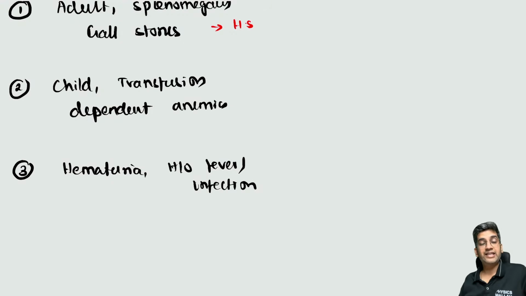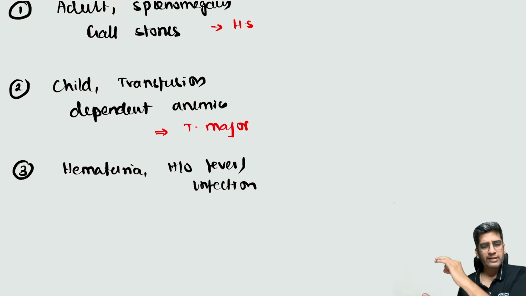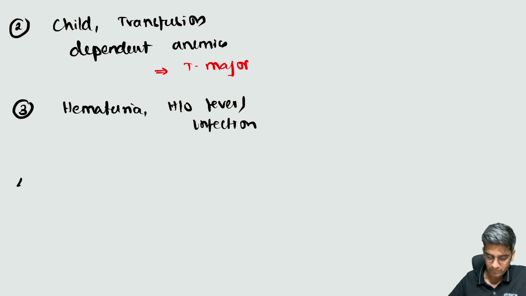Great, Arya. It's thalassemia major for the second one, right? A child with transfusion dependent anemia. There is no other anemia which is transfusion dependent apart from thalassemia major. It's not even thalassemia minor. It has to be thalassemia major only. Transfusion dependence means the kid cannot survive if the kid is not getting a transfusion, right? That's what transfusion dependent anemia means. Tell me what's the diagnosis for the third one.